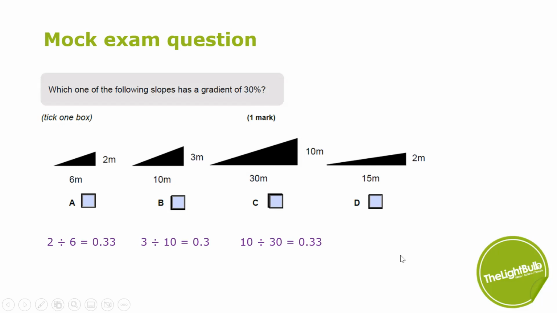And the final one, 2 divided by 15. We can't really simplify that anymore. We could try 1 divided by 7.5, but it doesn't work. It's a decimal. Who knows really what 2 divided by 15 is? That's the sort of red herring there, in a way, in this question. You wouldn't be expected to know that, actually.